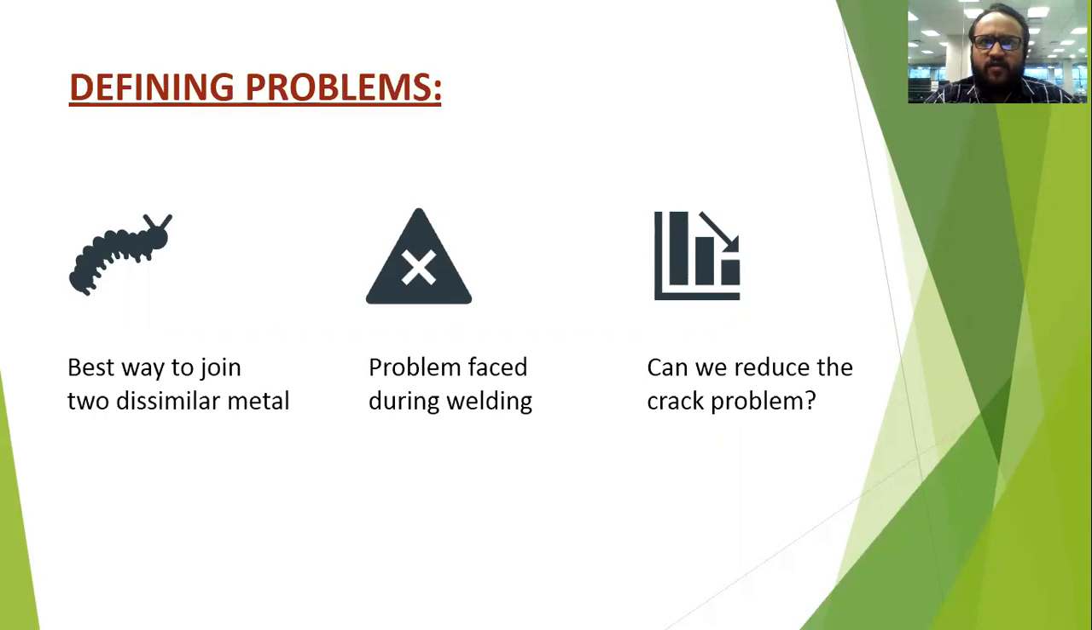So basically, we need to find some problems in this process. The most important problem is what are the actual problems we are going to face in the welding process. And because this is a steel metal joint, definitely cracks will form. And in this research, I try to find the solution to this crack formation problem.